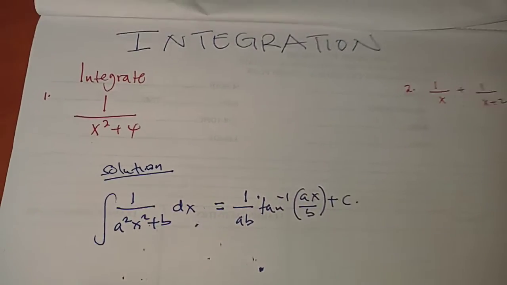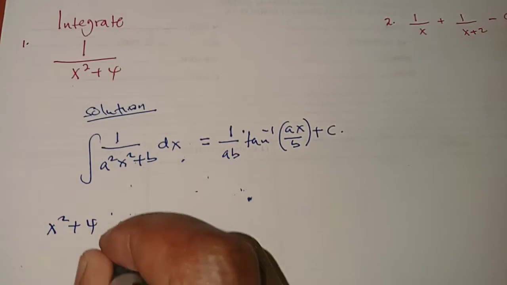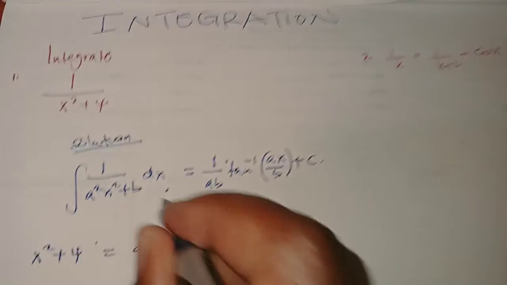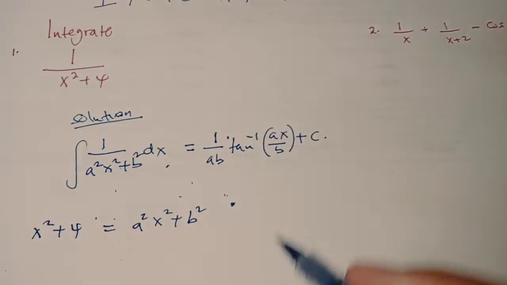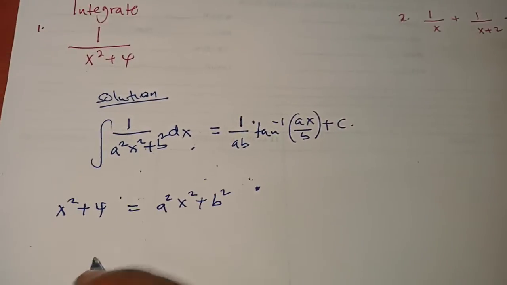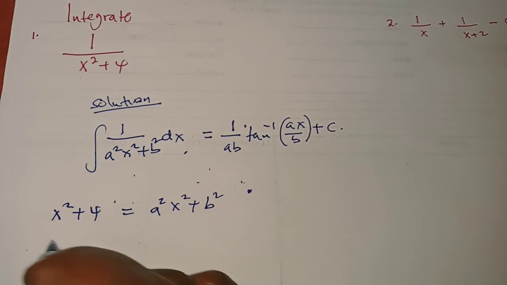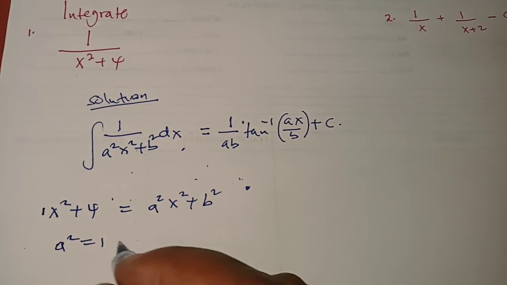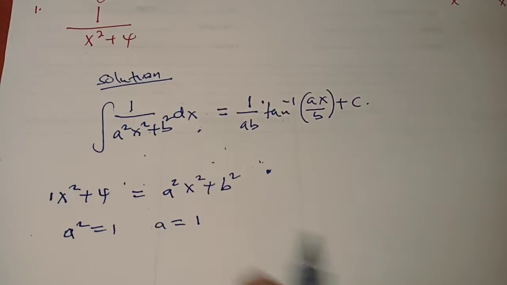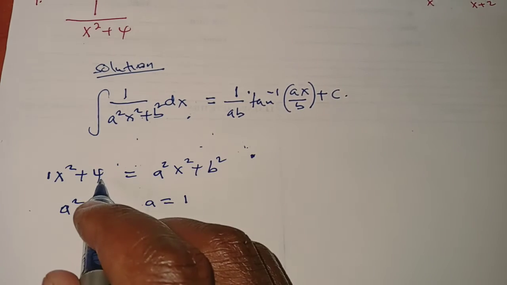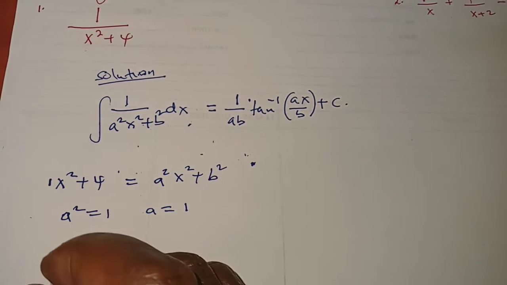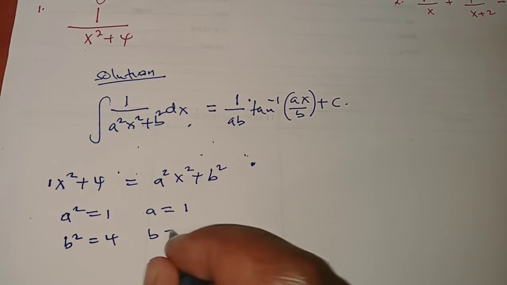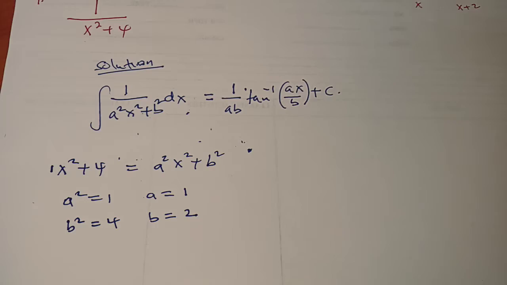The denominator is x squared plus 4, and we equate this one to a squared x squared plus b squared. My coefficient of a from here, a squared is 1, because the coefficient here is 1. So meaning that a is equal to 1 when you square root. 4 is relating to b squared, so we have b squared is equal to 4, so b is 2, when you square root.